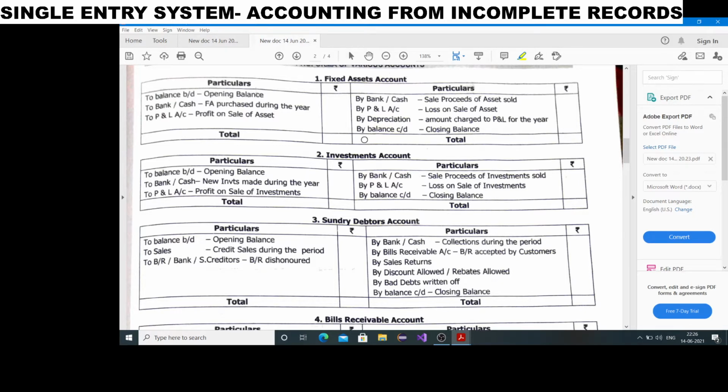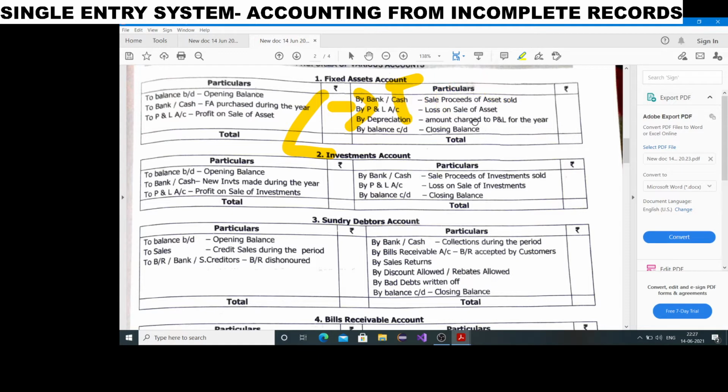For example, your fixed assets have been depreciated by 10%, and your earlier fixed asset was, for example, rupees 10,000. Now it is depreciated by 10%, so the depreciation will be charged to profit and loss account, plus it will be shown in the closing balance sheet as a reduced balance from the fixed assets in our closing balance sheet, right?